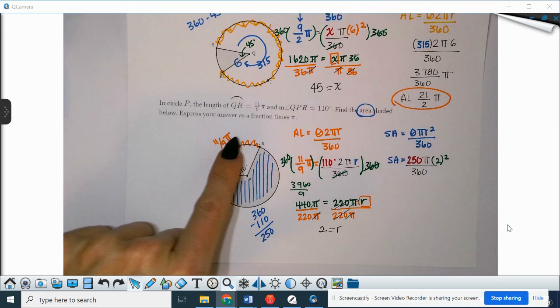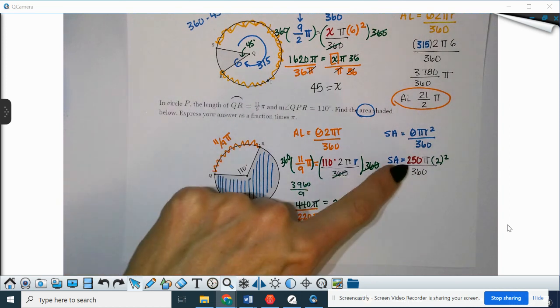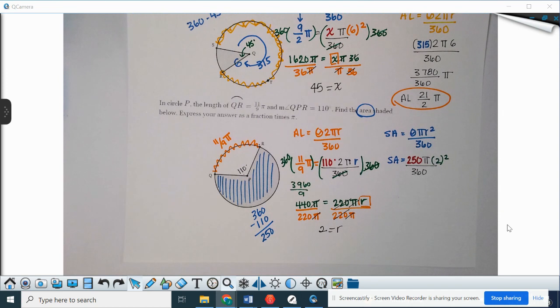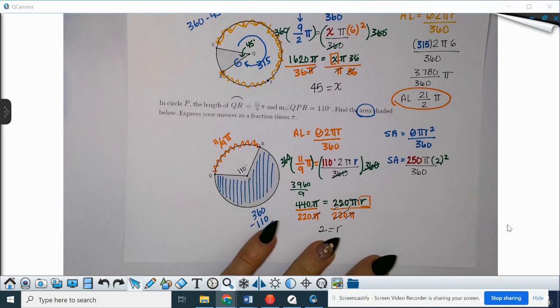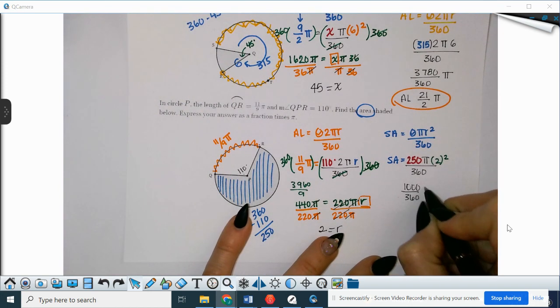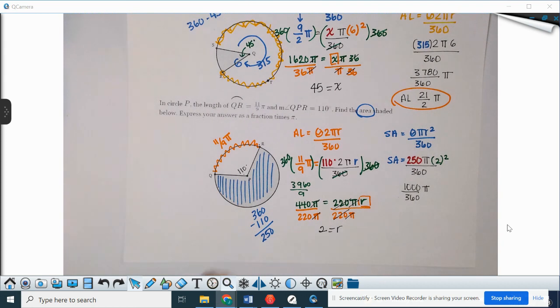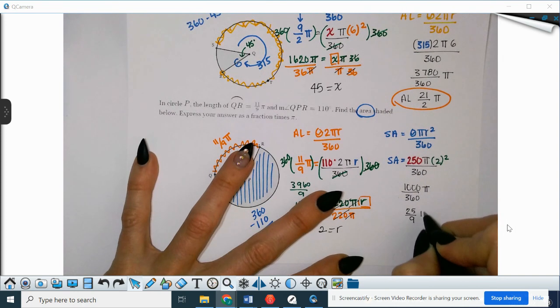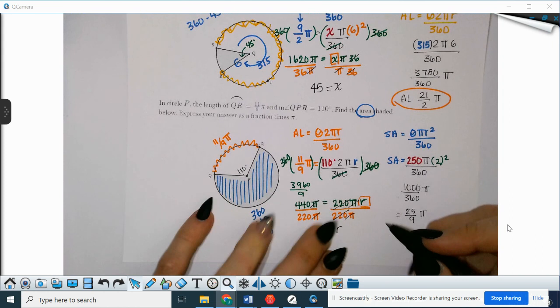It does say, again, to leave it as a fraction. So we're going to do 250 times 4 because 2 squared is 4. So 250 times 4 is going to be 1,000. So we have 1,000 over 360 pi. Awesome. Type that in, and then we're going to simplify that fraction because it's easy to get that decimal, but that's not the way they want the answer. And our fraction is going to be 25 over 9 pi.